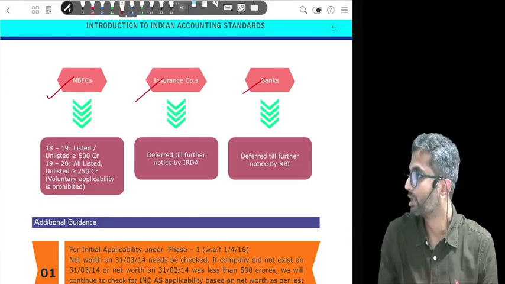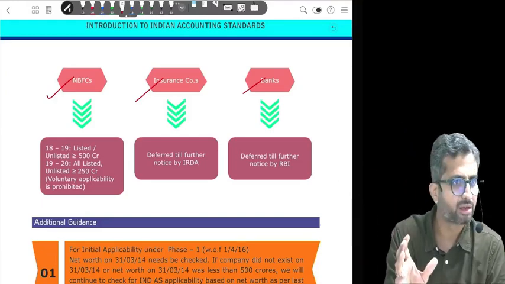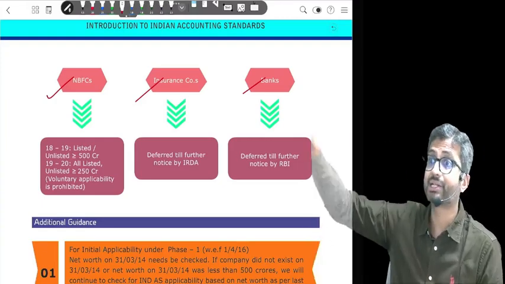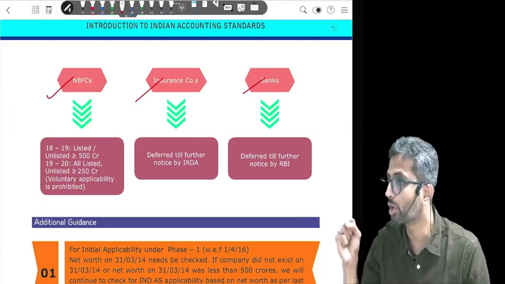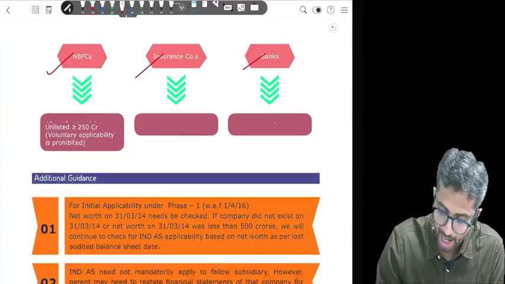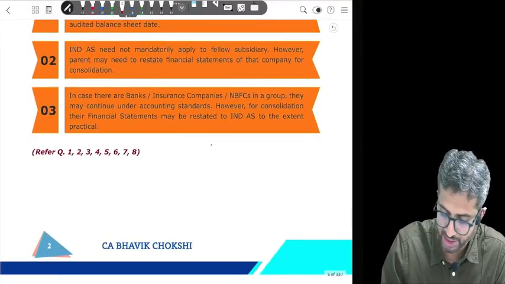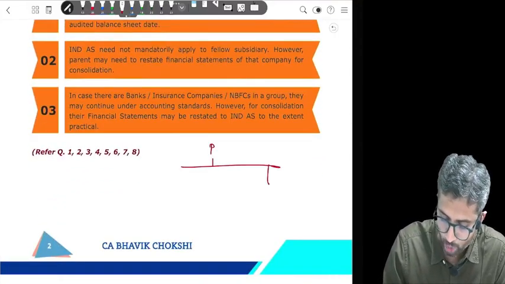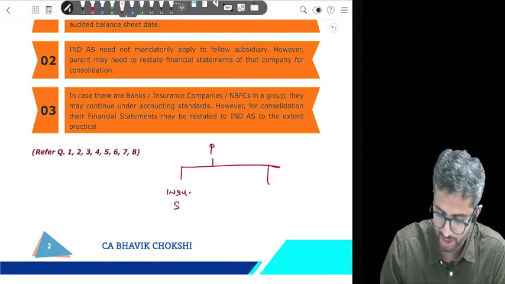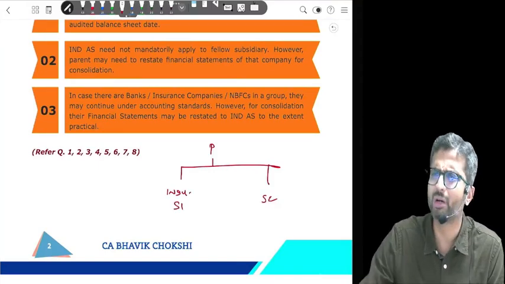Are we understanding it? Or there is Bharti. Have you heard about Bharti? Airtel. Now Bharti has Bharti AXA. Now, Bharti AXA is insurance, but Bharti Airtel is nowhere connected to that. So now if my company has a group, let's say there is P, and below that sits an insurance company. Let's say there is an insurance company S1, there is a regular company S2.